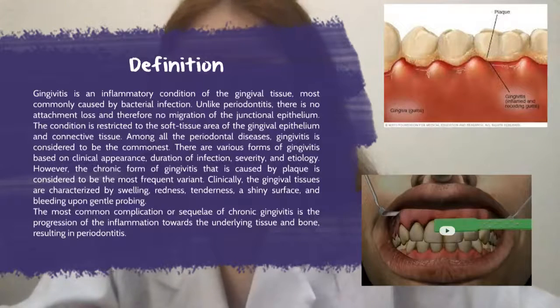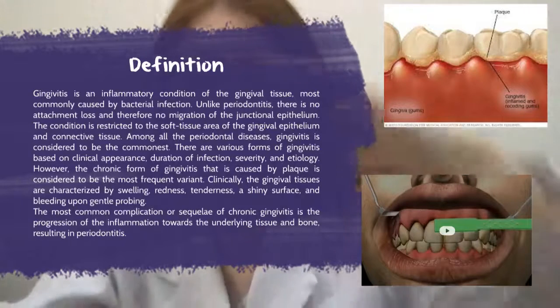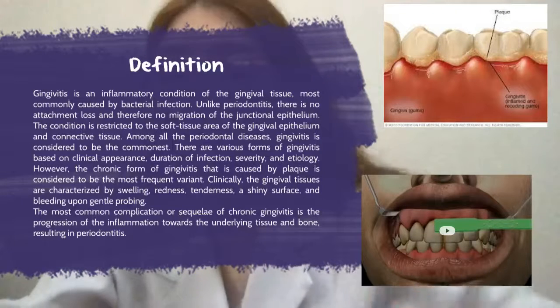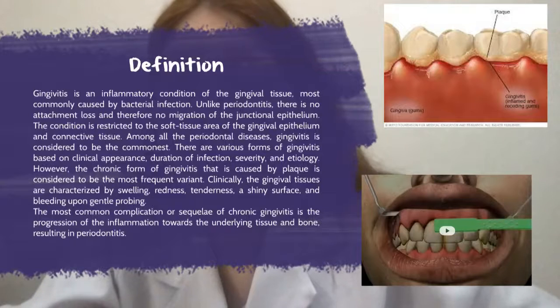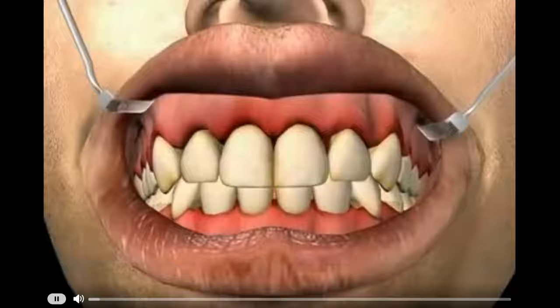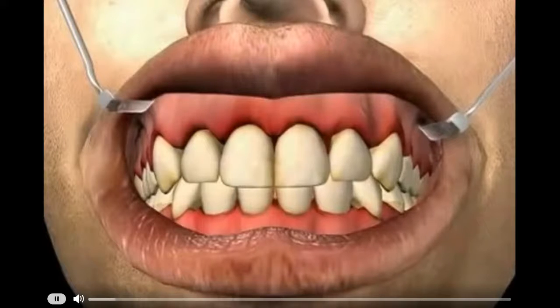The most common complication or sequelae of chronic gingivitis is the progression of the inflammation towards the underlying tissue and bone, resulting in periodontitis. Gingivitis is the Latin term for an acute or chronic inflammation of the gums.